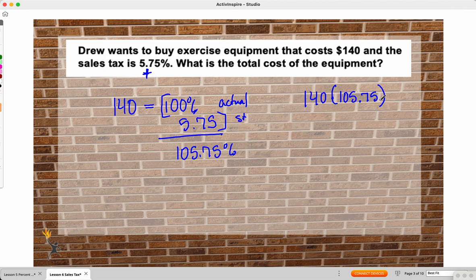140 times 1.0575. Now, one thing we have to quickly do, if that's percent, we've got to switch this quickly down into decimals. So I'm actually going to multiply this by 1.0575. And I'm going to type it all out. And that's going to give me how much my total cost is. That's adding automatically our sales tax onto our price. So when I type that in my calculator, I get $148.05. My sales tax would be $8.05. My total cost was $140. Added together, this is my total cost of my exercise equipment.